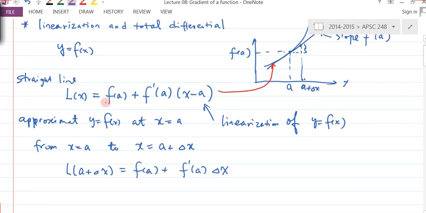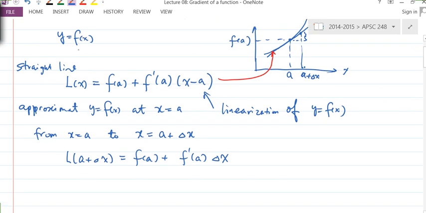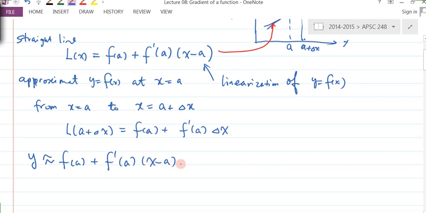So basically, what you really want is to use this to approximate this one here. So in other words, the original y is approximately equal to this. Y is approximately equal to this one here. That makes sense? So if I get back to this case here, now my x changes from x equal to a to a plus delta x here. Look what happens over here, right?